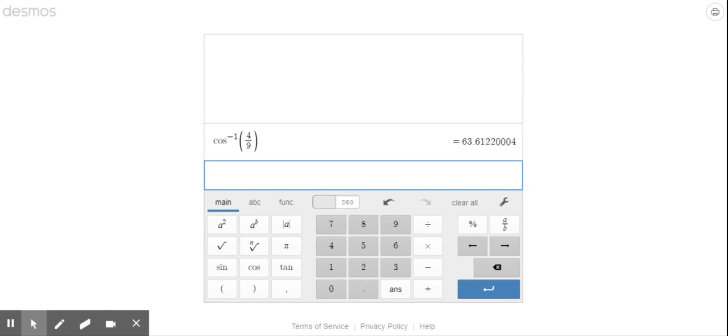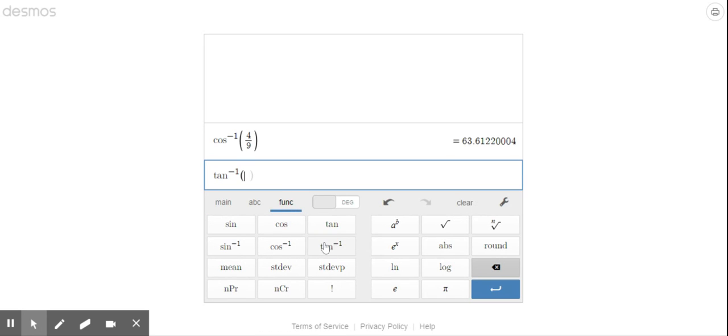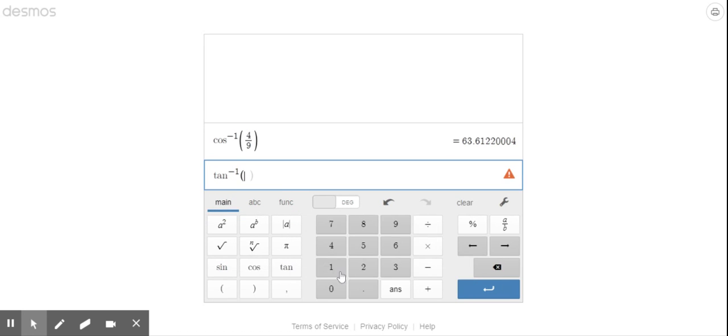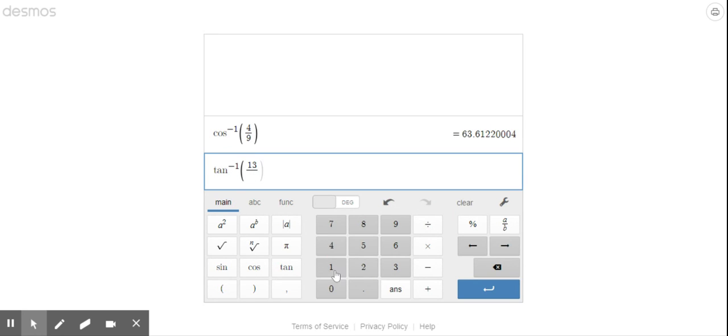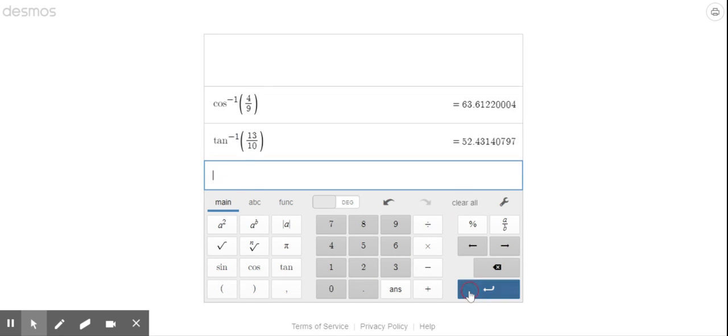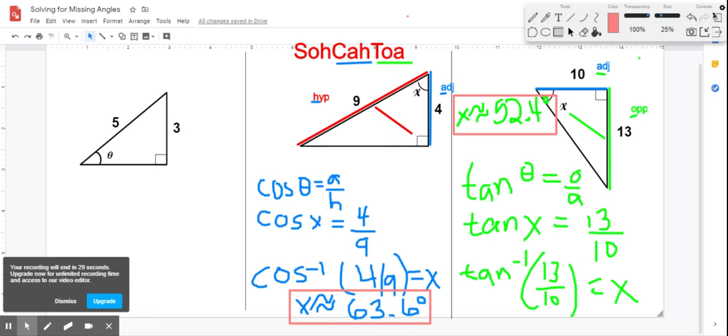All right, so let's plug that into our calculators. I'm going to go to function, tan to the -1, and it was 13 over 10. And that gives me 52.4. So now I've put that information over here. You can see that this angle x is approximately equal to 52.4 degrees.